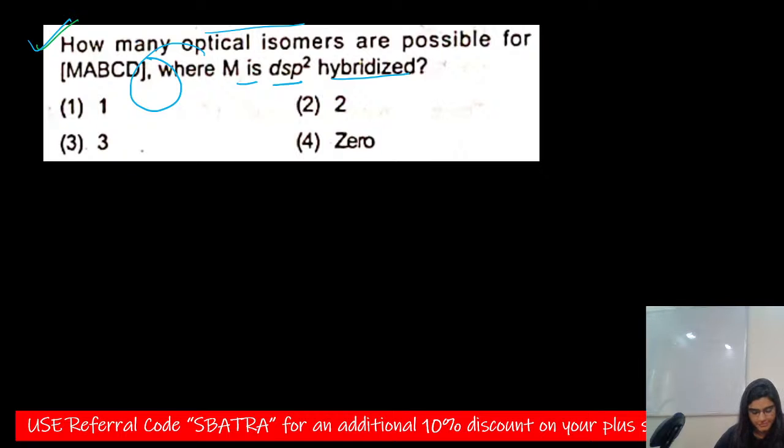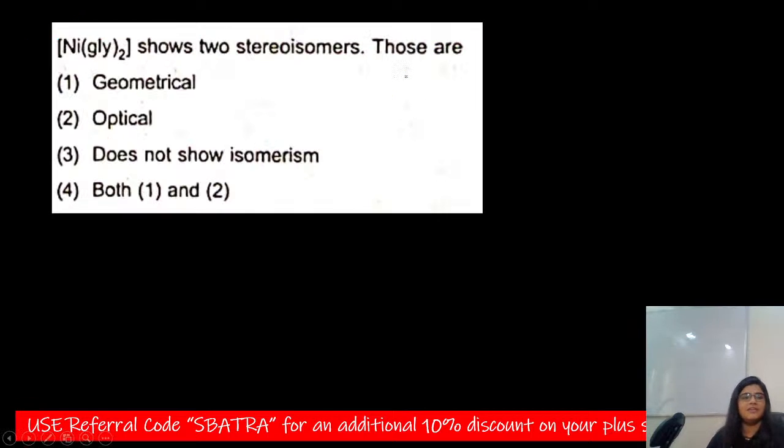All right. Okay, great. See, in this particular question, we need to find out optical isomers. It's a square planar complex, and all ligands are monodentate. There is no concept of chirality over here. So the correct answer is 0. Correct answer is definitely 0.